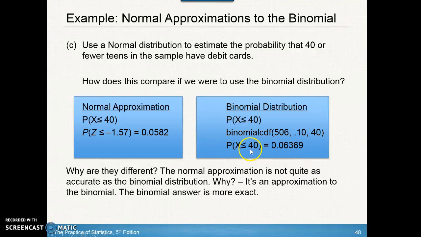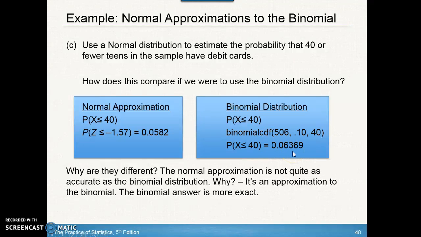So the probability that X is less than or equal to 40 is 0.06369. So they're off by about a percentage. They are a little bit different. So just keep in mind, this is a normal approximation to the true binomial distribution, so it's not going to be as accurate. The binomial answer is in fact more exact.